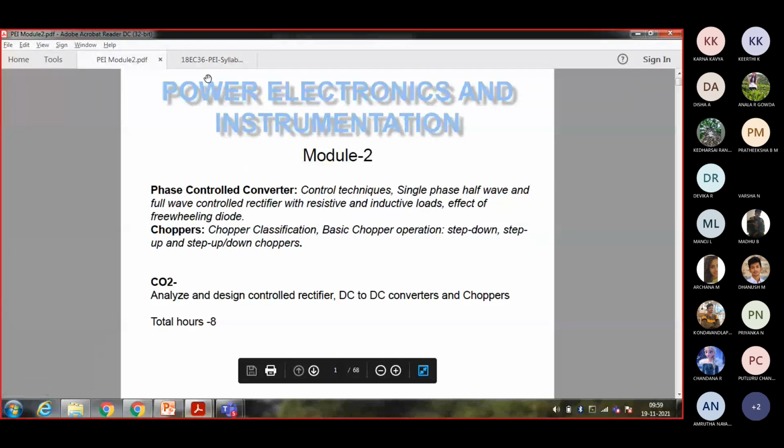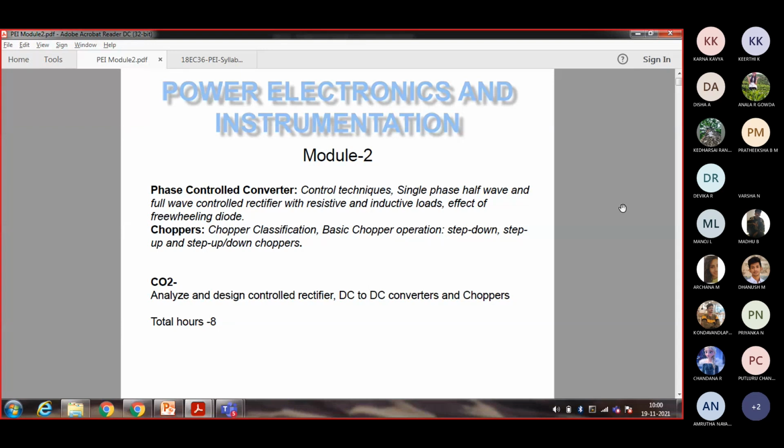So this is the slide which gives you what exactly module 2 is. Phase control converter, we call that. In this one, what are the different types of control techniques we have for converting AC to DC? Converter is basically AC to DC. Even DC to DC converter is also there. DC to AC converter is also there. So we thoroughly discuss the different control techniques, and after that we go for single phase half wave control rectifier, and after that single phase full wave control rectifier with resistive and inductive loads.